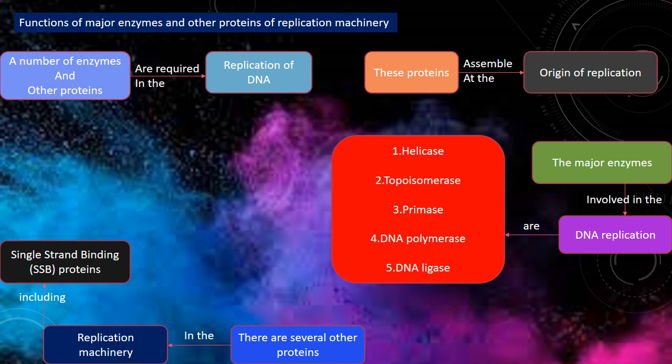Functions of major enzymes and other proteins of replication machinery. A number of enzymes and other proteins are required in the replication of DNA. These proteins assemble at the origin of replication. The major enzymes involved in DNA replication are helicase, topoisomerase, primase, DNA polymerase, and DNA ligase.